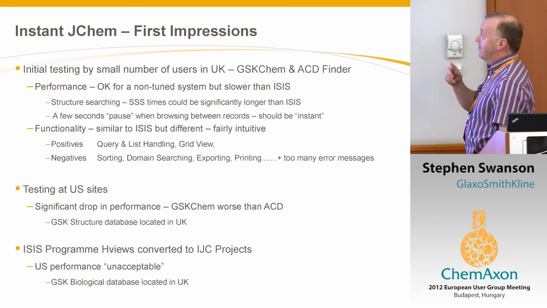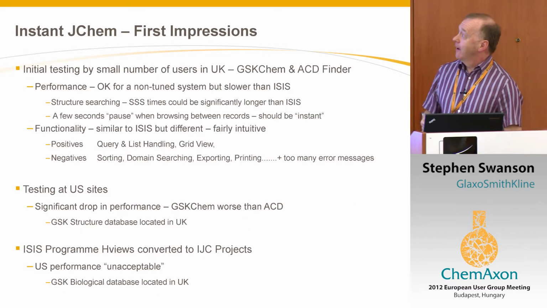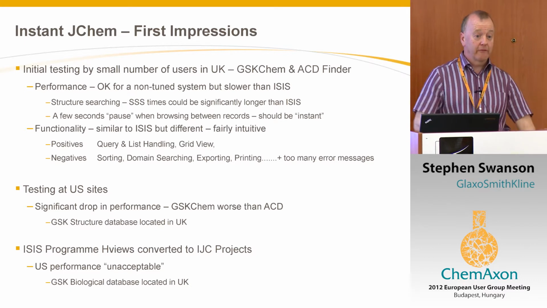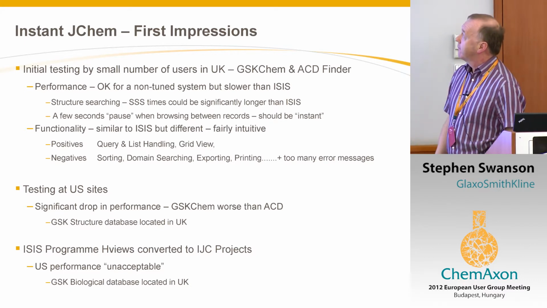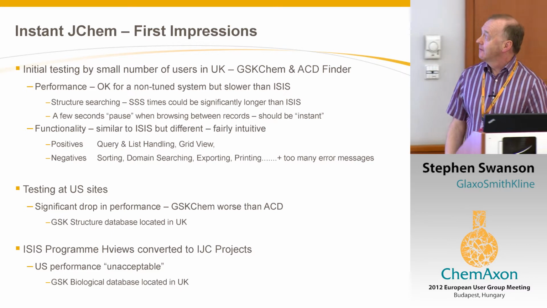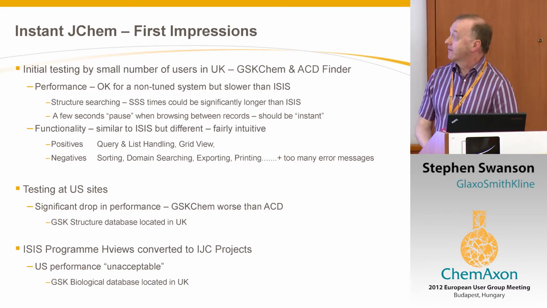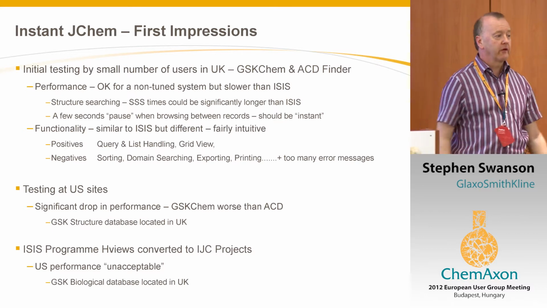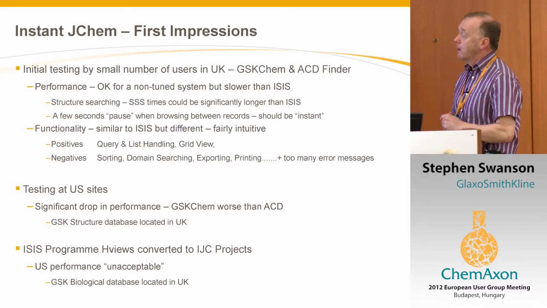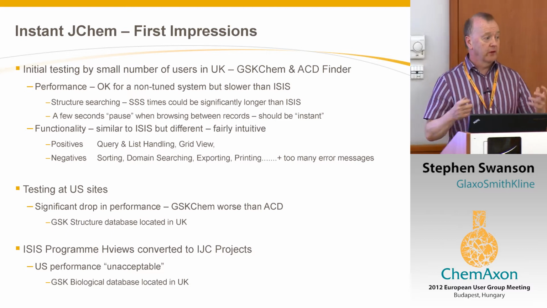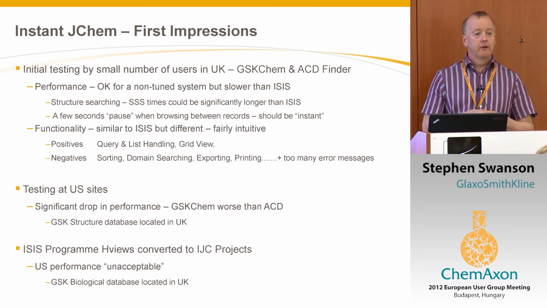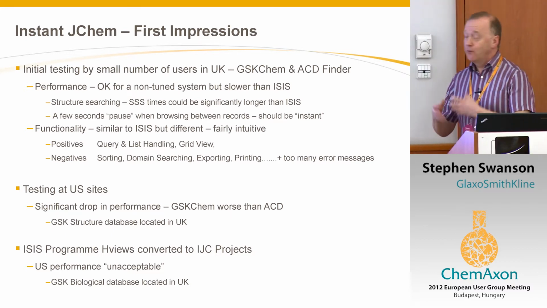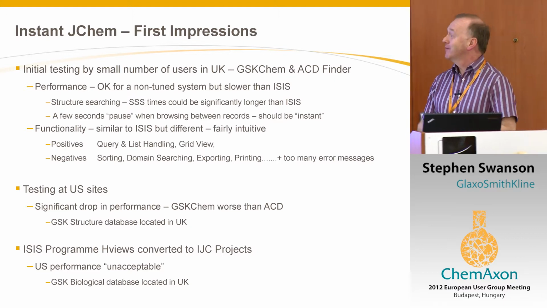So let's give Instant JChem to a bunch of chemists. And of course, we gave it to the people in the UK. Everyone was sitting here. And this was the first impression. Yeah, it's okay. It's not been tuned, but it's slower than ISIS. Structure searching, very slow. So we'd do a search that would bring back about a million compounds. And ISIS was doing it in no time at all. And Instant JChem, you'd go away for a cup of coffee, come back again, it would still be running.